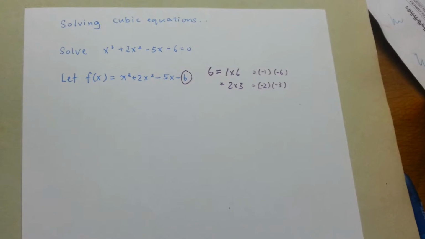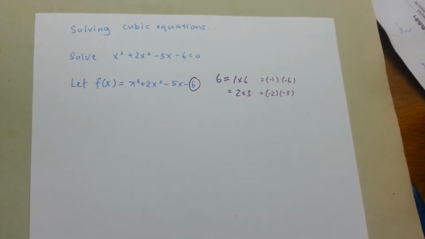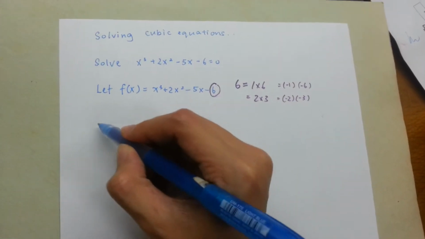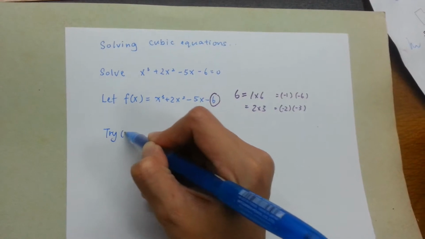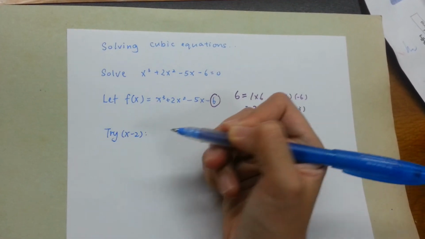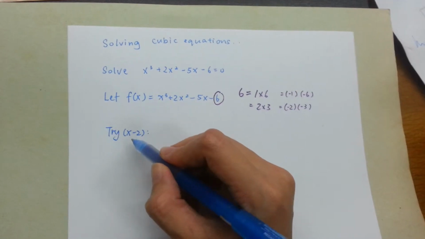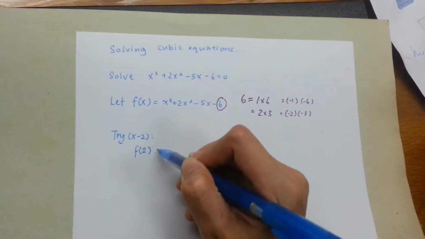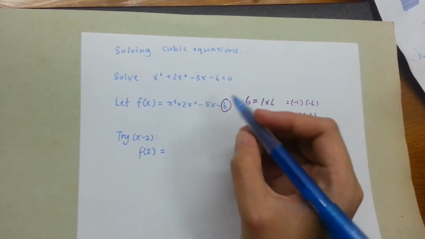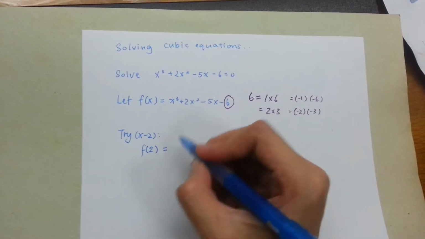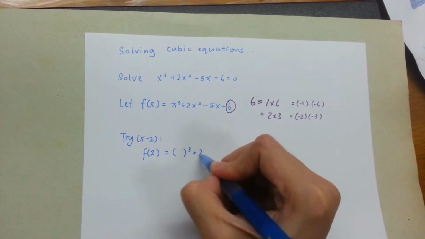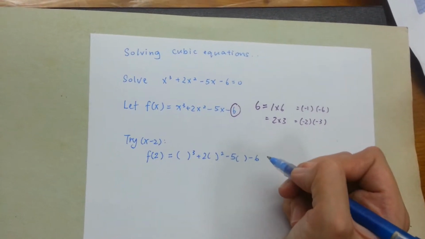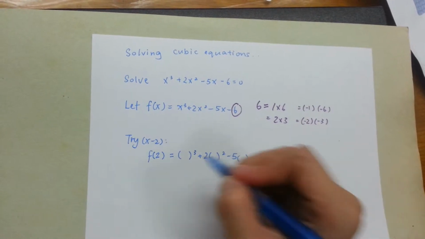So, we're going to try to divide them by one of these factors here. I'm going to try x minus 2 as the divisor. If I choose x minus 2, I have got to substitute 2 as my x value. Okay, so I'm going to write my substitution. So I'll have x cubed plus 2x squared minus 5x minus 6, and my x value is now 2.